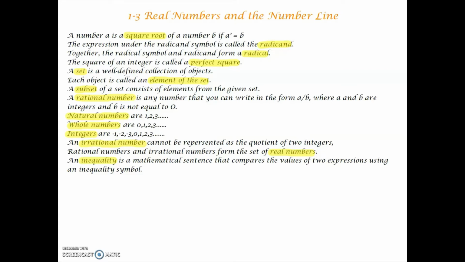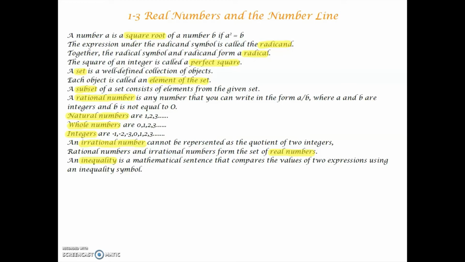A number a is a square root of a number b if a squared equals b. The expression under the radical symbol is called the radicand. Together, the radical symbol and radicand form a radical. The square of an integer is called a perfect square.